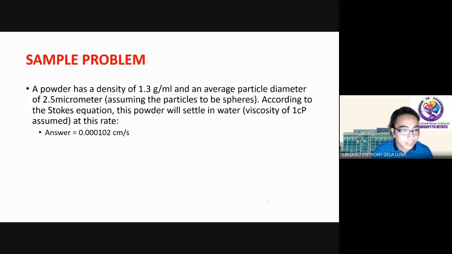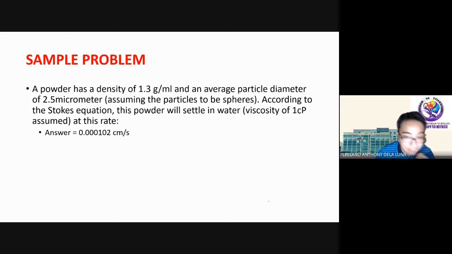Right? So, here, class, a powder has a density of 1.3 gram per ml, an average particle diameter of 2.5 micrometers. Now, assuming that the particles are spherical, according to the Stokes equation, this powder will settle in water whose viscosity is 1 centipoise. Okay, assume lang yun na 1 centipoise. So, what will be the rate of sedimentation niya?